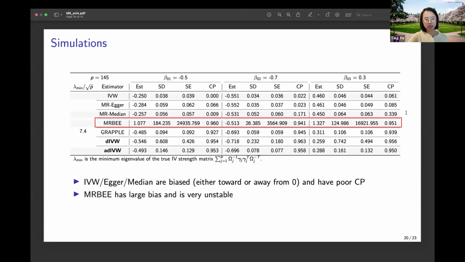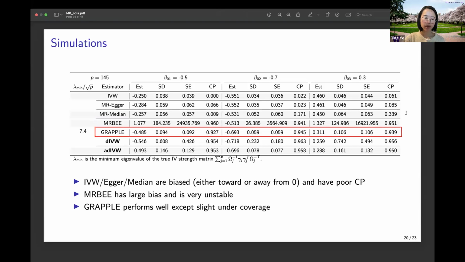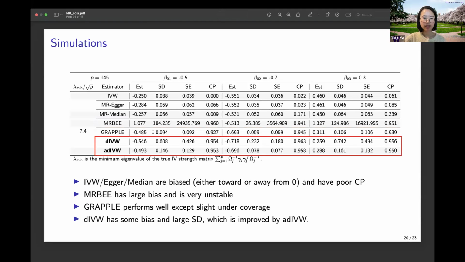And MRBE is another method that also has large bias and is very unstable in this weak IV setting. And GRAPPLE performs well, except for slight under-coverage in this setting. And DIVW has some bias, as indicated. So this is slightly away from -0.5, and also for the others. And the standard deviation is pretty large, but this can be effectively improved by the adIVW. So adIVW can have small bias, good coverage probability, and small standard deviation.